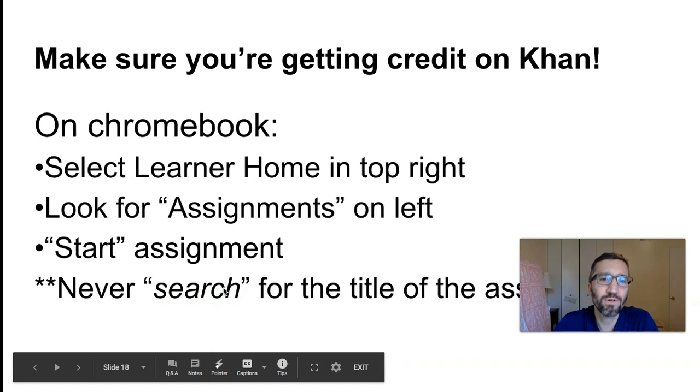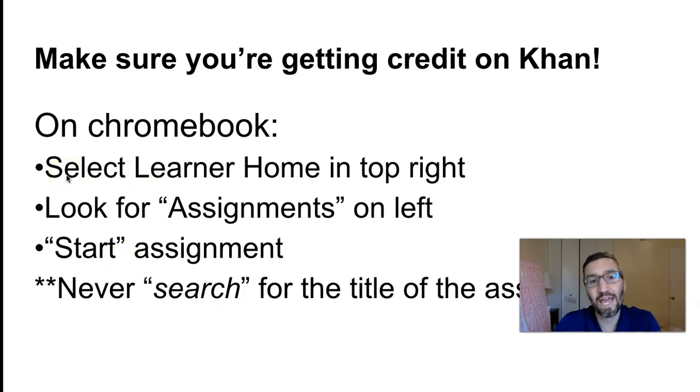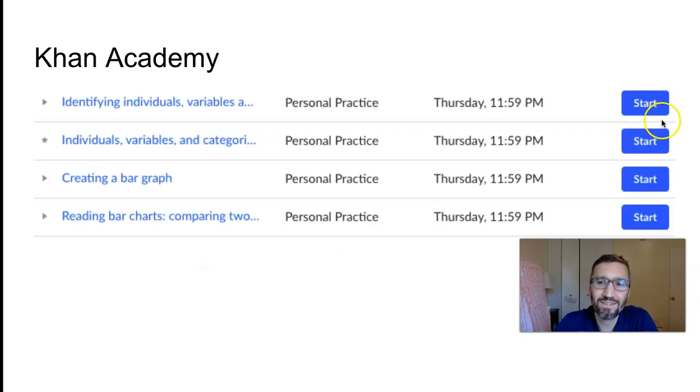If you're on a computer or a Chromebook, you'll be logged into Khan Academy. You'll select your learner home in the top right. Look for assignments in the left margin, and then click Start Assignment. Again, never search for the title of the assignment. It looks kind of like this. That Start Assignment is this blue button right here. So the first one you could start is this one, and then the first exercise is this. But these other 3 are quick videos, and then that middle one right there is the exercise. So make sure you're doing it right.